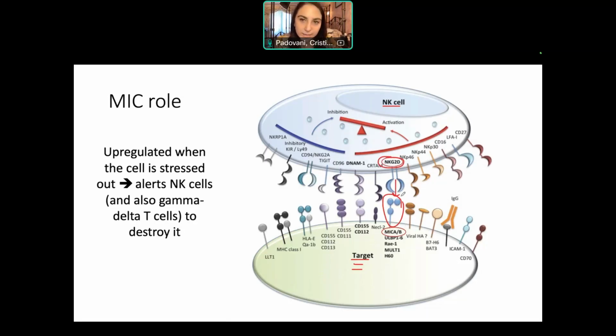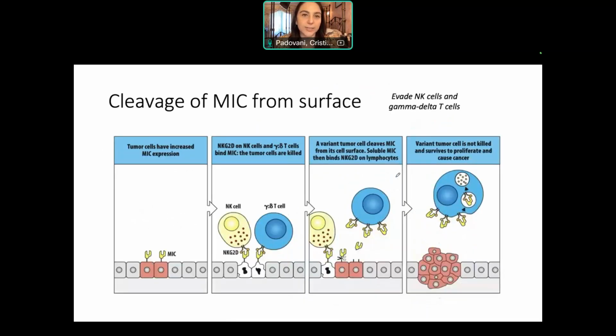And when this is upregulated, your NK cells and your gamma delta T cells can destroy it. Okay, so what cancer cells can do is they can actually cleave MIC, they can get rid of it. So like I said, by cleaving MIC and getting rid of it, they can evade your NK cells and your gamma delta T cells.